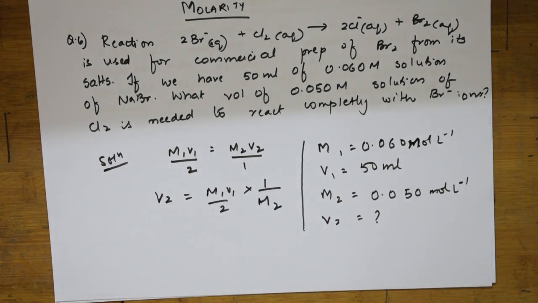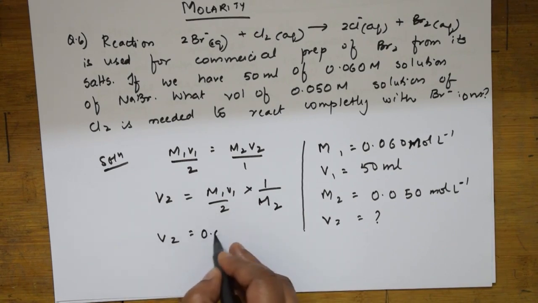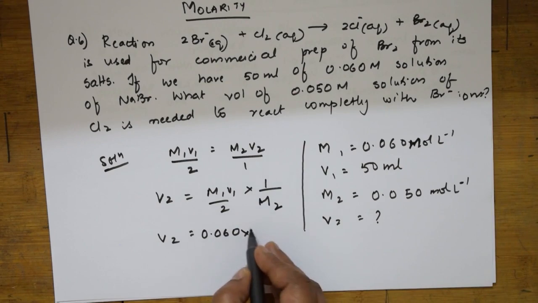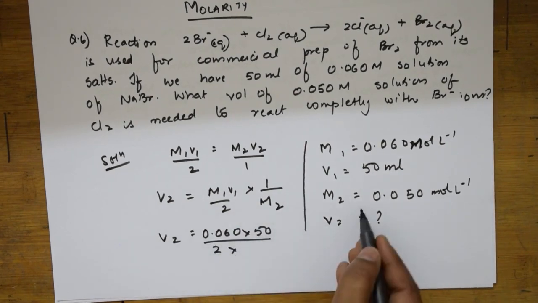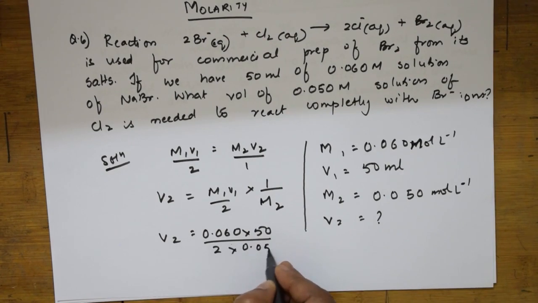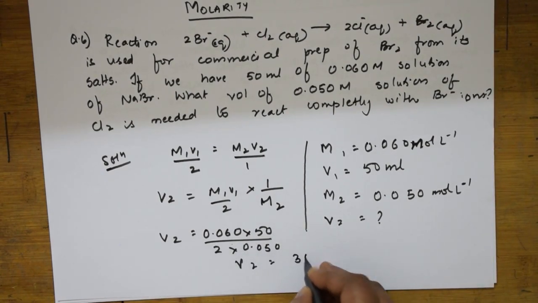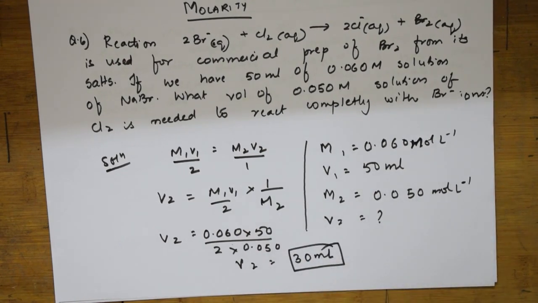Correct? Yes. So substitute the values now. V2 is equal to M1, which is how much? 0.060 into how much is V1? 50 divided by 2 into how much is M2 here? 0.050. So finally, V2, how much do I get? When I solve, I get a volume of 30 ml. This is your answer. This is how we are going to do the sum.